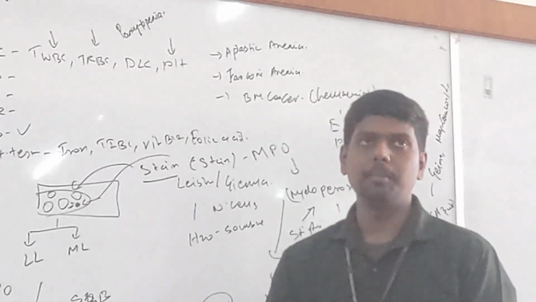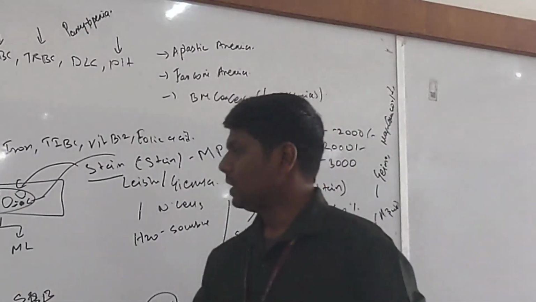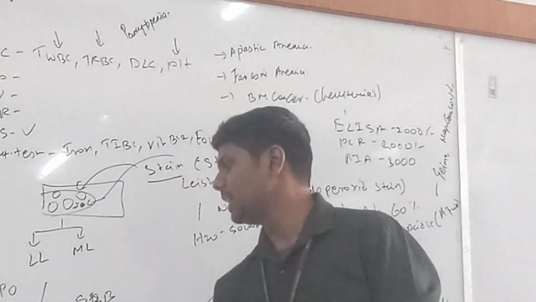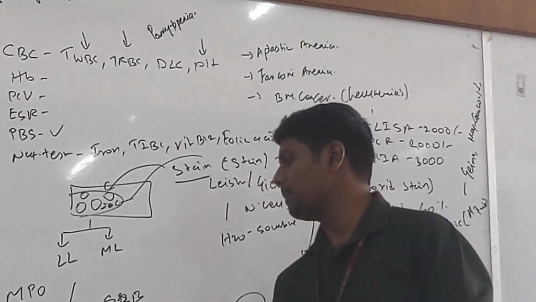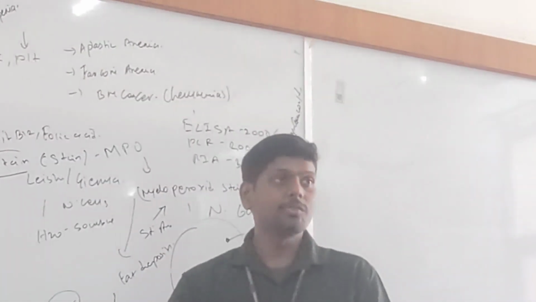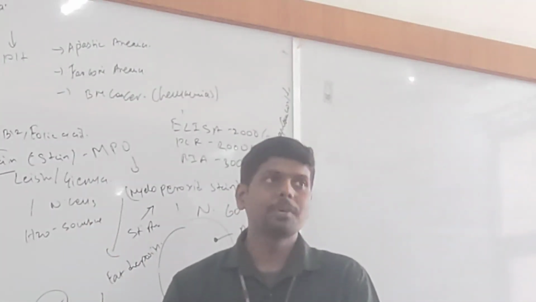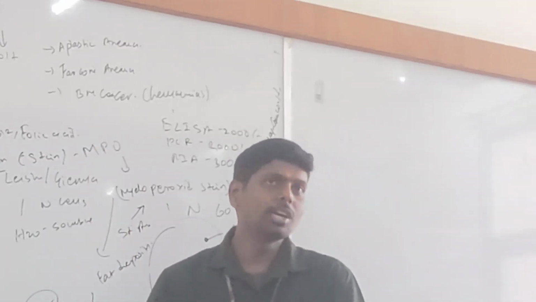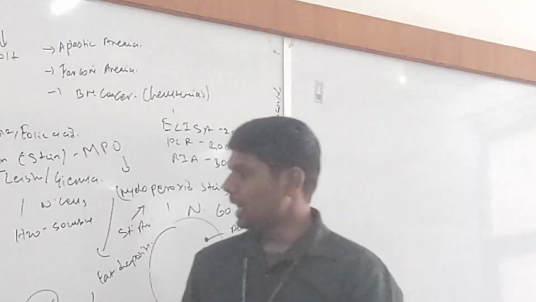Then the second parameter, specimen. What specimen can we use? We can use a peripheral blood smear, or we can also use bone marrow for both. A bone marrow specimen can also be used, because if we suspect a cancer patient, we will take a bone marrow and make a smear.